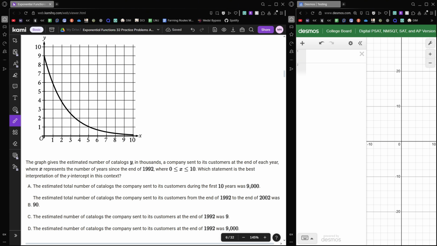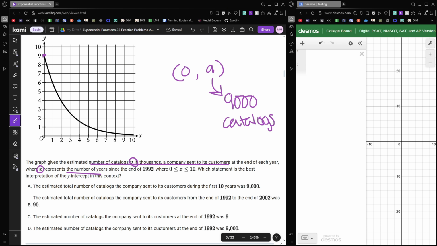So let's go ahead and find our y-intercept, and it's going to be right here. The point is going to be at (0, 9). We know that the y value is the number of catalogs in thousands a company sent to its customers at the end of each year. So here at our y-intercept, that means that they sent 9,000 catalogs. And then the x value is the number of years since the end of 1992.